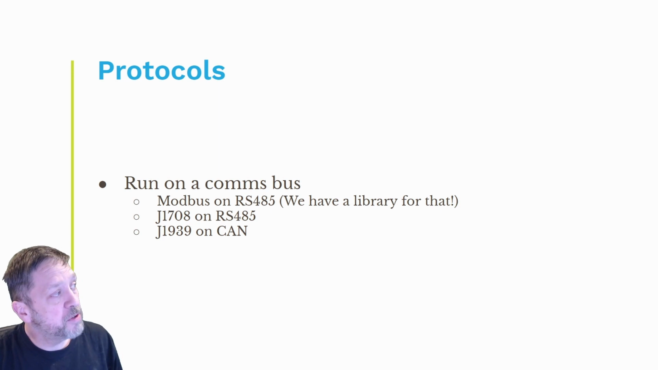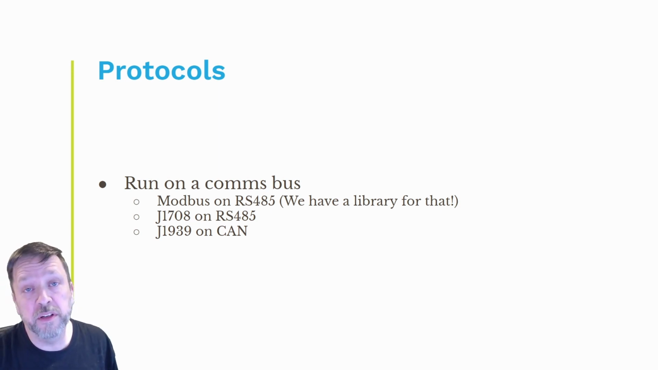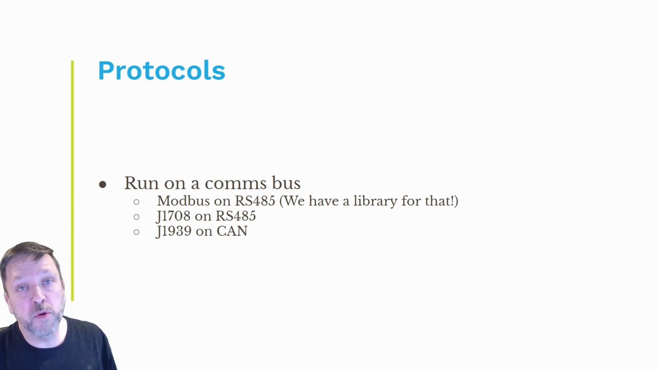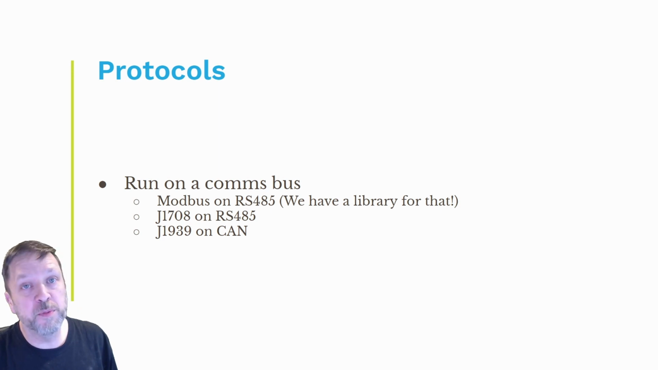Another just side note is protocols. There are a lot of protocols that sit on top of these communication buses. Common ones might be things like Modbus, which is used in industrial. It sits on an RS-485. We actually have libraries for both client and server for this. There are also the J1708, which is used in transportation and telematics. It runs on 485. That has largely been superseded by J1939, which is, again, communication for vehicles, but this time on the CAN bus, or controller area network.